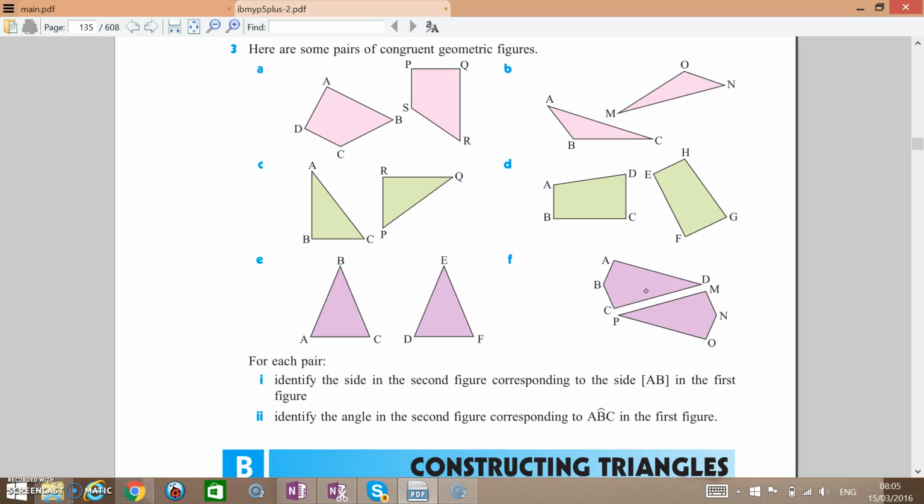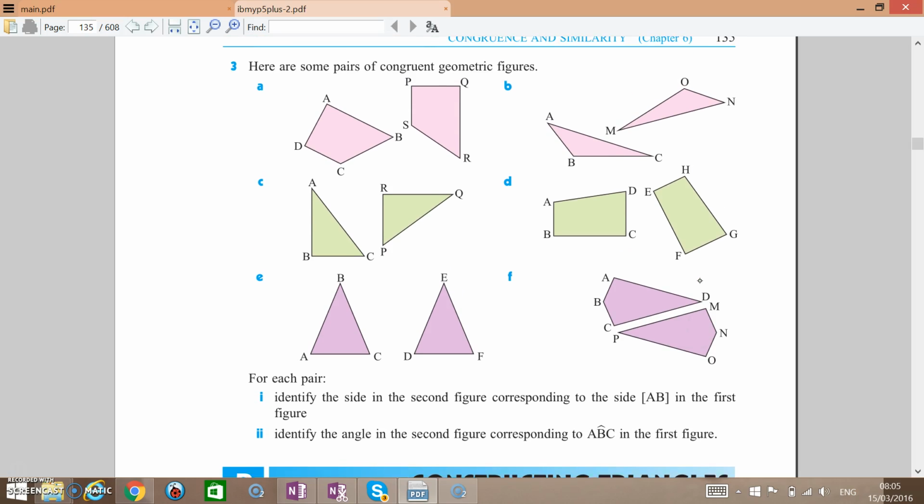So if we're looking for a side, say, corresponding to CD, okay, that would be MP, because P corresponds to D and M would correspond to C once we rotate that shape around. Let's say we wanted the side OP. What side corresponds with OP? Once you've rotated this shape around, it would be AD. Okay?